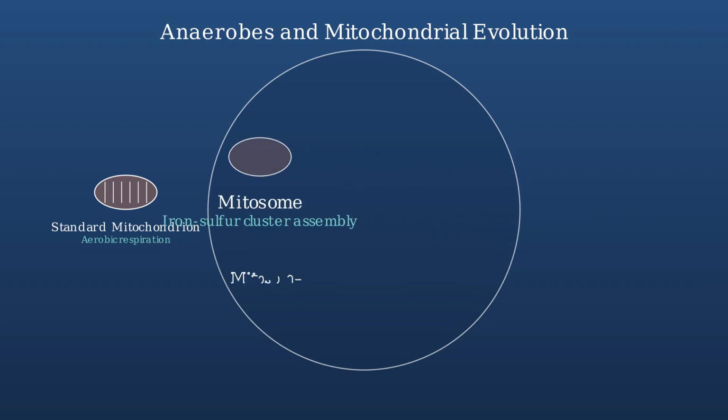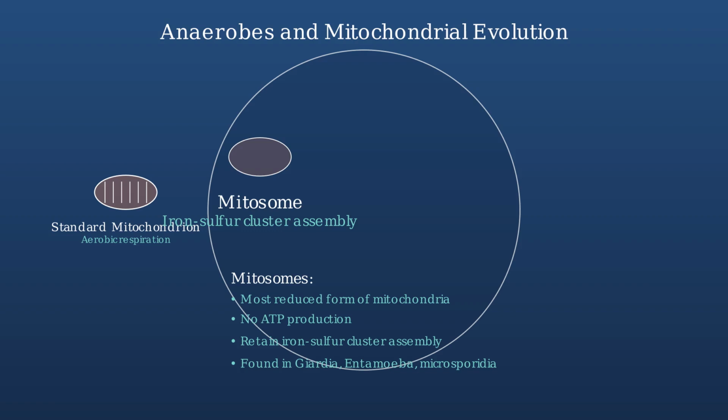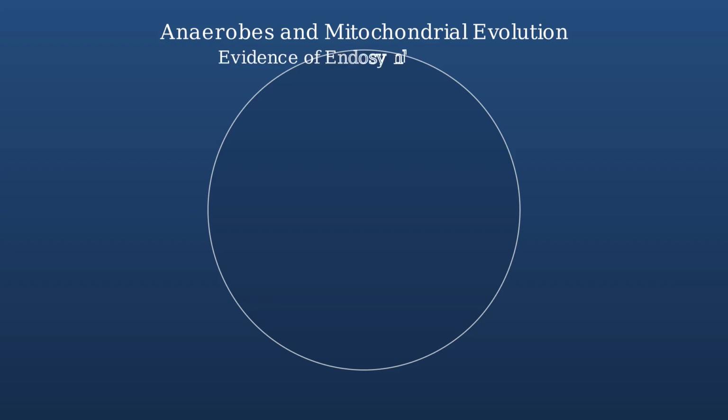Mitosomes represent the most reduced form of mitochondria. Found in parasites like Giardia and Entamoeba, they've lost the ability to produce ATP, but retain crucial functions like iron-sulfur cluster assembly. Despite their adaptations, both hydrogenosomes and mitosomes still show clear evidence of their endosymbiotic bacterial origin.